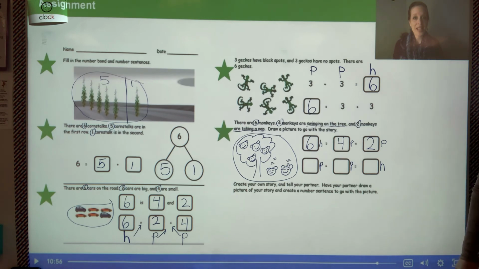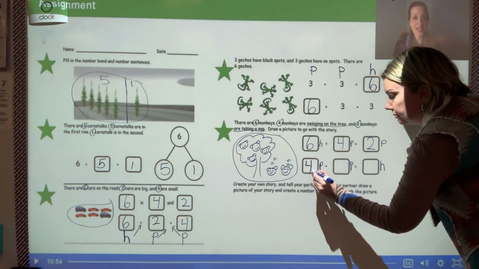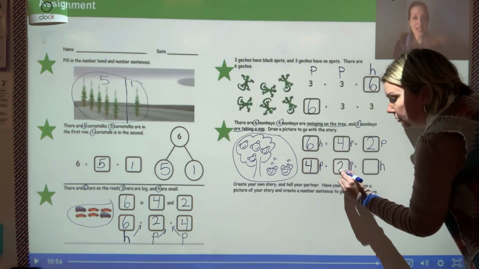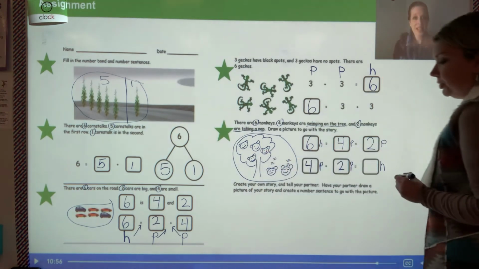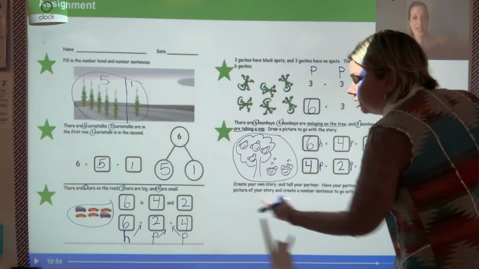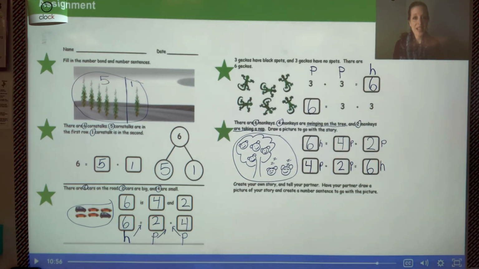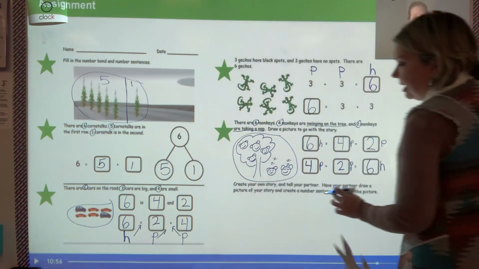Carolyn? 4 plus 2 equals 6. So I've got my parts, 4 and 2. 4 plus 2 equals my whole, which is 6. Excellent job. You do not have to do this at the bottom.